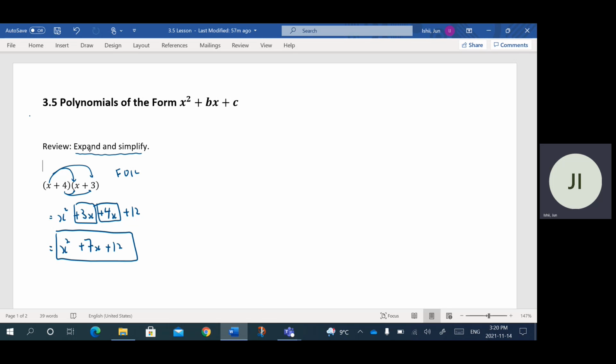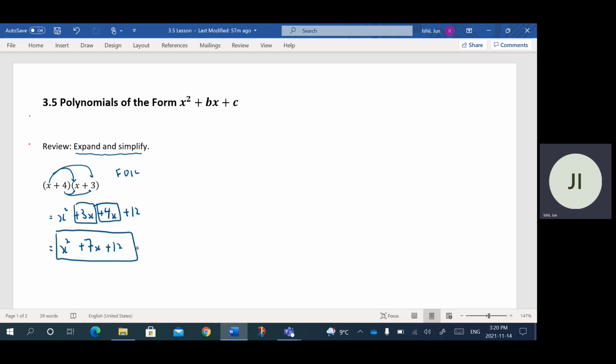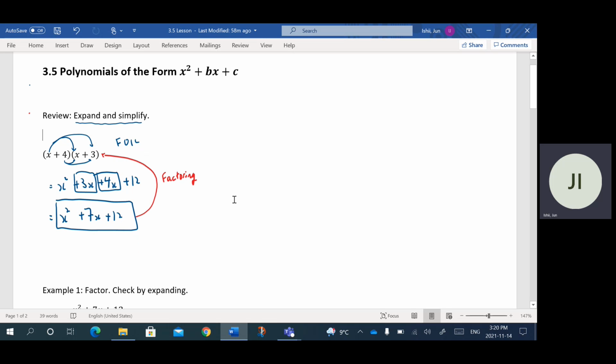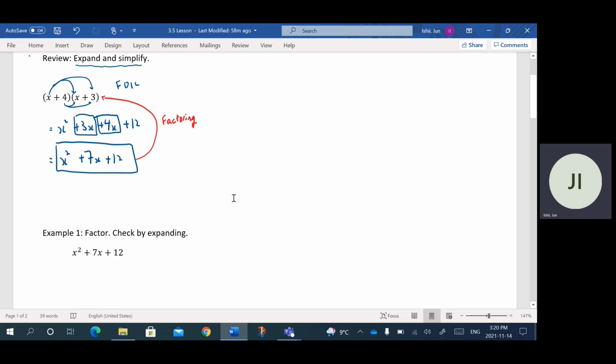So these are equal. And when we're factoring, what we're going to do today is show you how to go from here back to this way. That direction is factoring. Again, factoring is the opposite of expanding and simplifying. This factoring concept is very important. It'll keep showing up throughout your whole math career, so we need to master this.